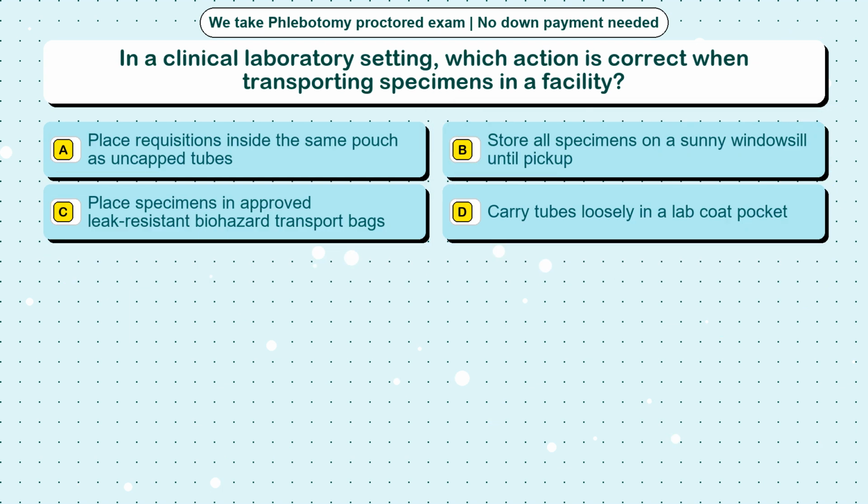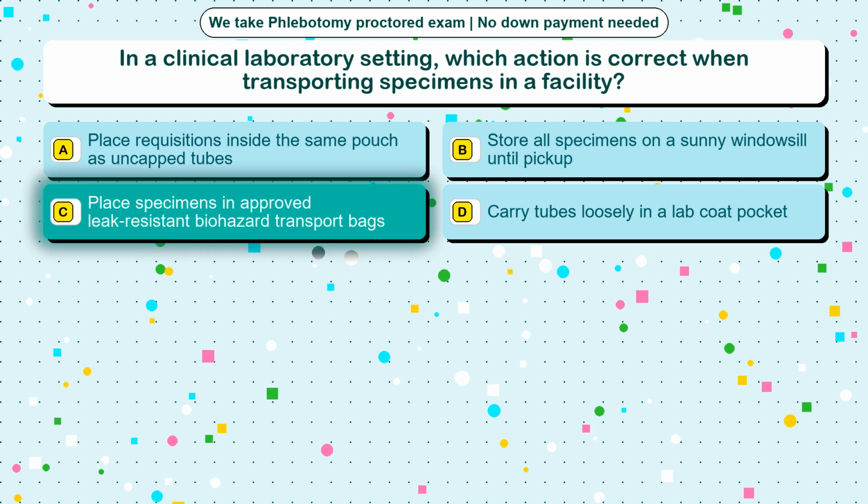Question 99. In a clinical laboratory setting, which action is correct when transporting specimens in a facility? Option A. Place requisitions inside the same pouch as uncapped tubes. Option B. Store all specimens on a sunny windowsill until pickup. Option C. Place specimens in approved leak-resistant biohazard transport bags. Option D. Carry tubes loosely in a lab coat pocket.